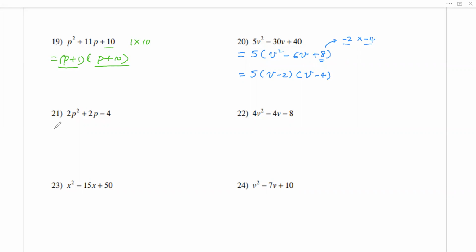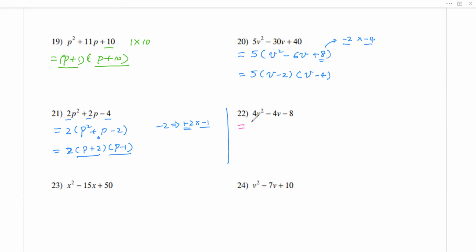All right, number 21, take 2 out again, right? Because 2 and negative 4, 2 is their common factor. We'll just take this out. What can we do for this one? Negative 2 can be factored into positive 2 times negative 1, right? Positive 2, negative 1, so the sum of them is positive 1, right? That's much easier, right?